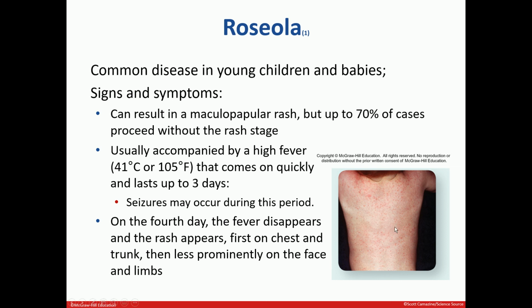But 70% of the patients, the children, because it's a disease of children and babies, proceed without a rash stage. Usually they get a very high fever, and that fever lasts for up to 3 days. On the 4th day, the fever will be gone and the rash will appear. First of all, the rash is on the chest and trunk area, and then less prominently on the face and limbs. So you can see this is the kind of rash in this disease.